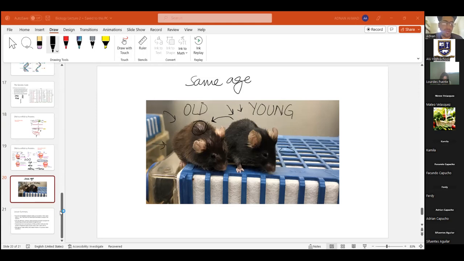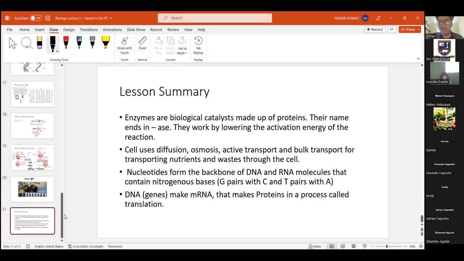So DNA are very, very important molecules. Now let us summarize what we learned today. Enzymes are biological catalysts made up of proteins. Their name ends in ASE. They work by lowering the activation energy of the reaction. Then we saw cellular transport. Cells use diffusion, osmosis, active transport, and bulk transport for transporting nutrients and wastes through the cell. Then we learned that nucleotides form the backbone of DNA and RNA molecules that contain nitrogenous bases. Always remember, G pairs with C and T pairs with A. And at the end, we saw that DNA, the genes, make messenger RNA that makes proteins in a process called translation.